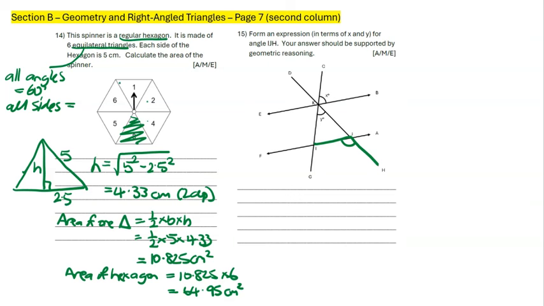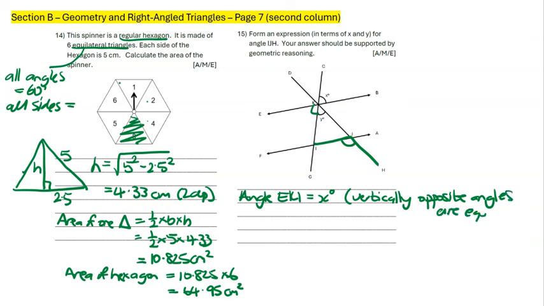So what's my angle there called? This angle here is called angle EKI. So we've got EKI. Angle EKI is going to be equal to x degrees, whatever that is. And that's because vertically opposite angles are equal to each other. So that's the first step there.